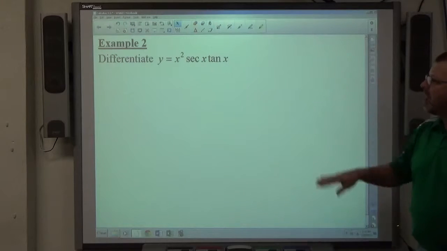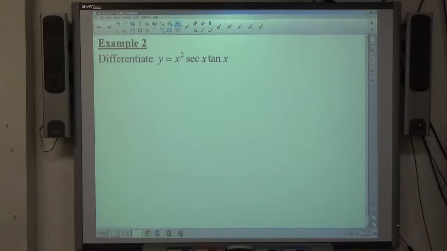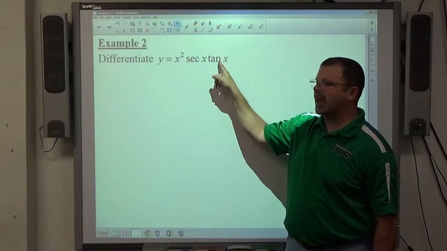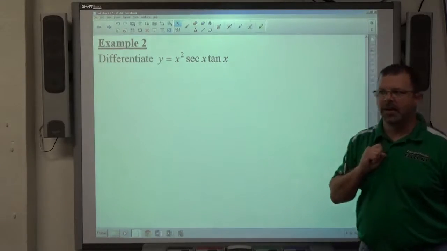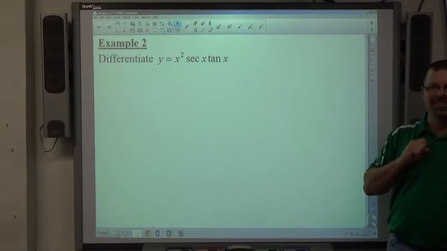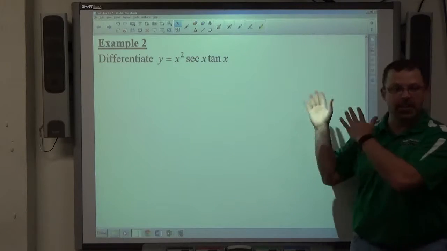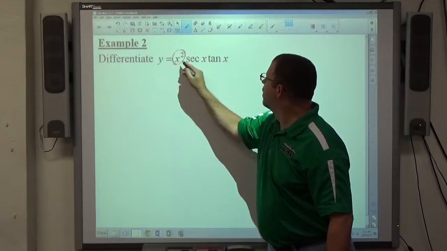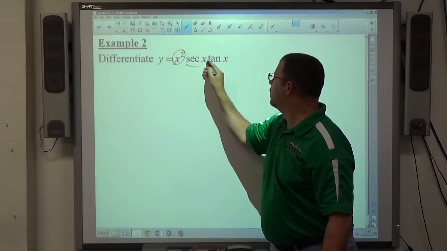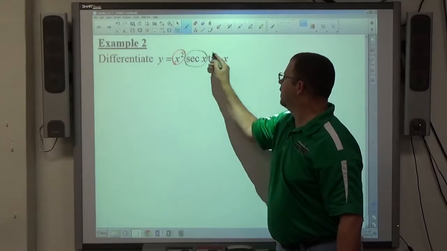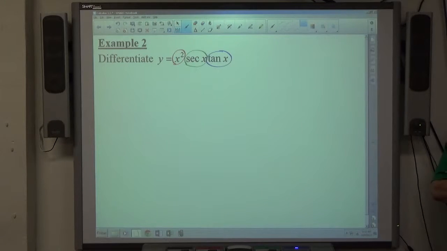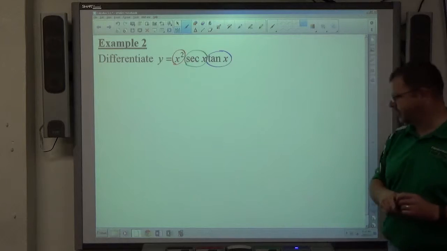All right. Example 2 takes the product rule to a higher level. Notice I've got x squared being multiplied by secant of x being multiplied by tangent of x. That is uglier than x squared sine of x, not because secant and tangent are there, but because we have function 1, function 2, and function 3. Product rule has a rule for 2 functions, not for 3 functions. So here's how you do it.